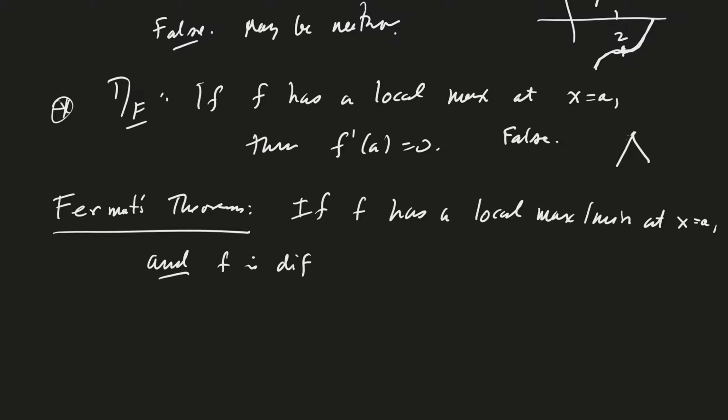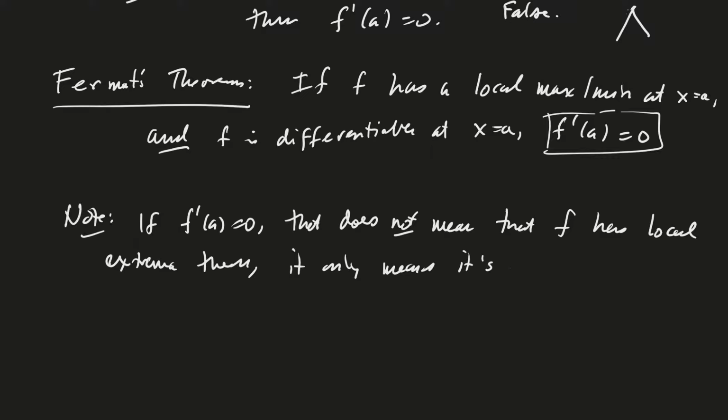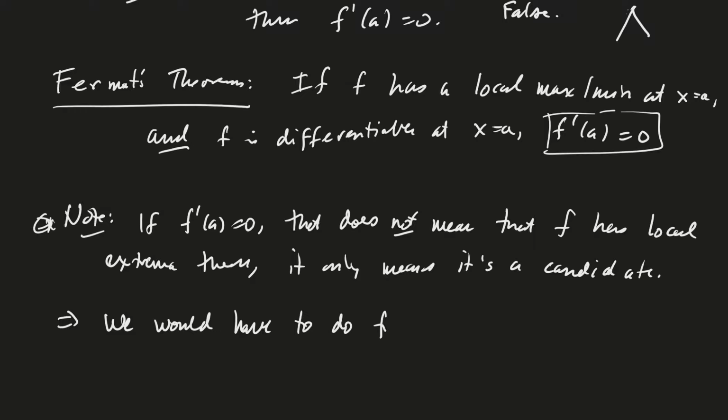So note, if f prime of a equals 0, that does not mean that f has a local extrema there. It only means it's a candidate for where the local max or min may occur. Okay, so we would have to check further. We would have to do some further analysis. And that is in a different section.